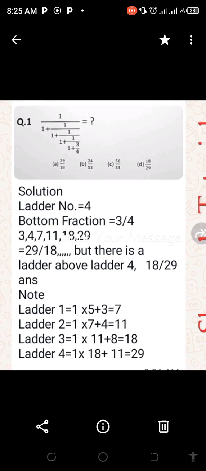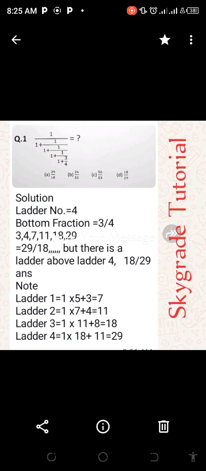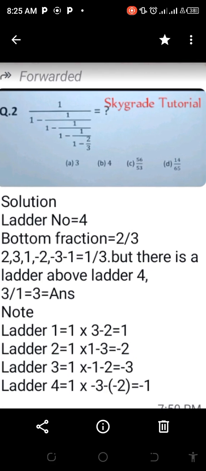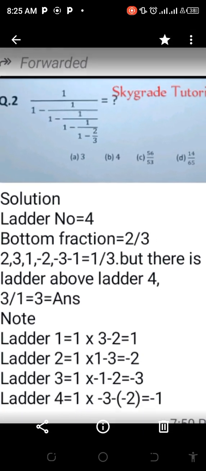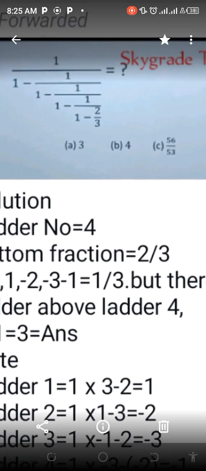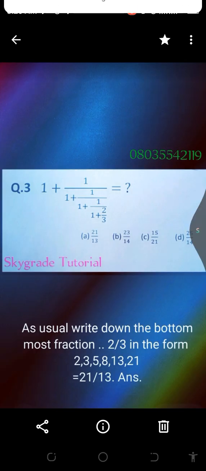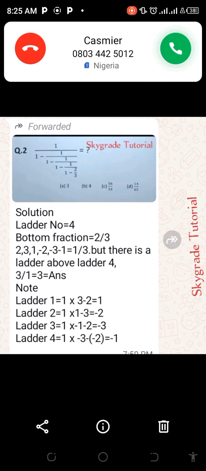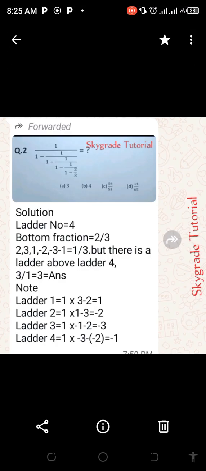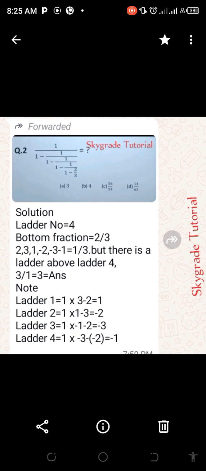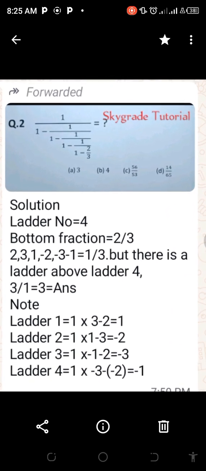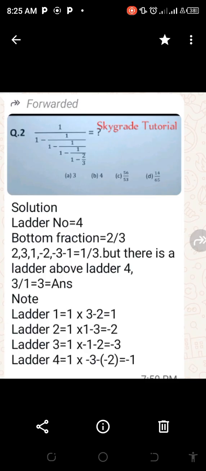The next example is example 2, the same type of fraction. The only difference here is that this fraction has all the whole numbers negative. That is the only difference here. So we take example 2. The first thing we do is to identify the ladder number. The ladder number is 4.